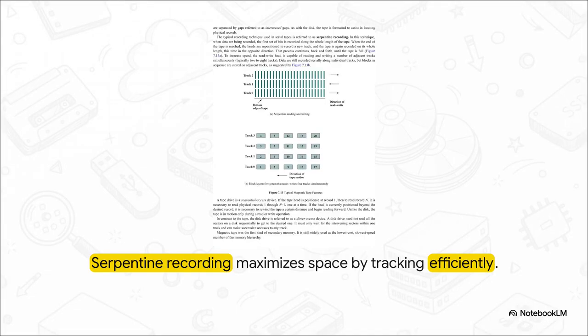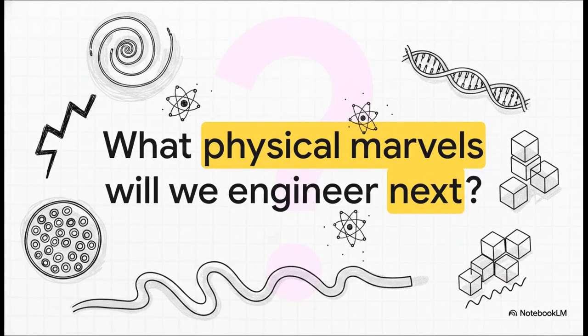To make this as efficient as possible, modern systems use this incredibly clever trick called serpentine recording. Instead of writing data straight across like a typewriter and then awkwardly rewinding the whole spool, the drive records the first track along the entire length of the tape. When it hits the end, the head just shifts down a tiny fraction of a millimeter and writes the next track entirely in reverse. It just snakes back and forth until every single inch is packed, maximizing all the available space.